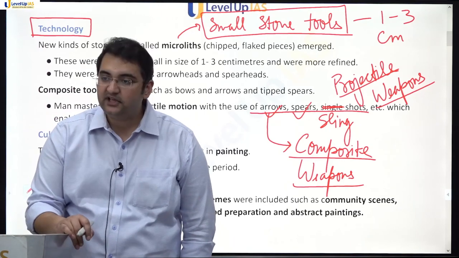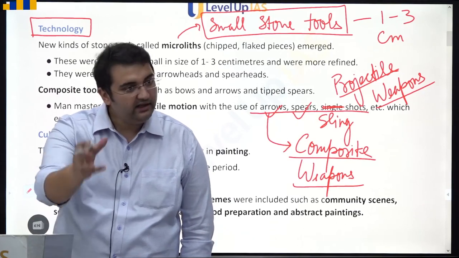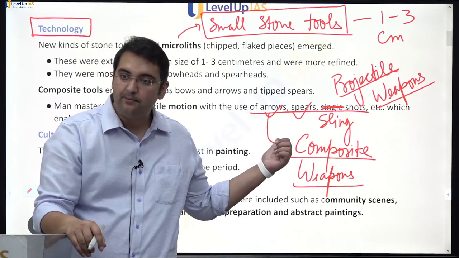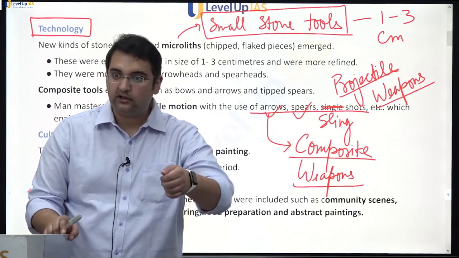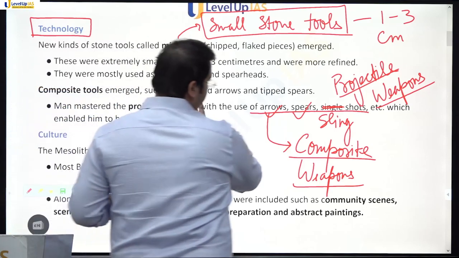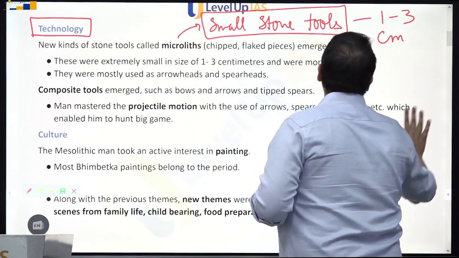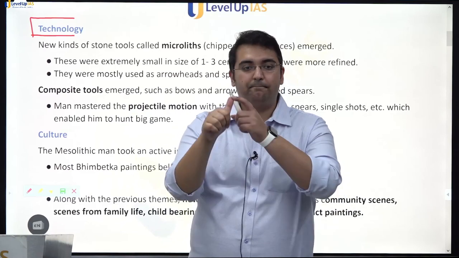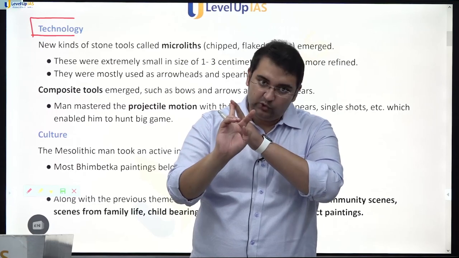Before this, what were you observing? Hand axe, chopper, cleaver, only one instrument, only one tool. Now, in order to fire an arrow, you will also need a bow. In order to sling a shot, you will need the sling. Okay? So, these are the kinds of changes which happened in the stone tool technology. Do not forget the important developments: microliths, projectile weapons and composite tools. Okay.